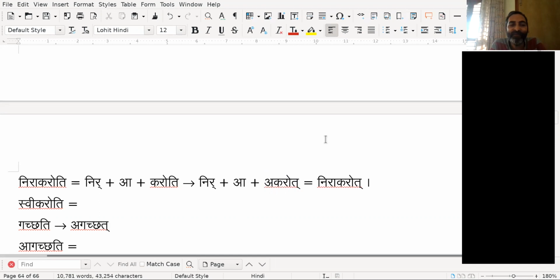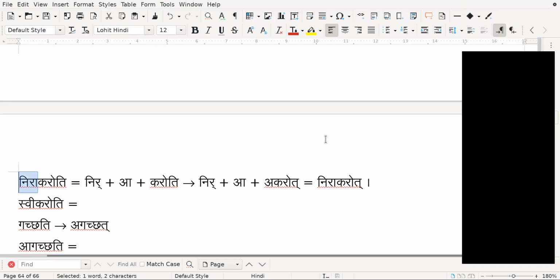Is it not clear, Basaraj Mahodaya? What is troubling you? Please tell. I'm trying to understand where the a comes from. Okay. Can you split this? Nir akaroti, right? Where is a? There is a nira, right? How did you get nira? Because nir has a at the end, and then akaroti. No, nir plus a. There is no a here. Oh, okay. That's repha. It's repha. Okay. Nir plus a plus karoti.